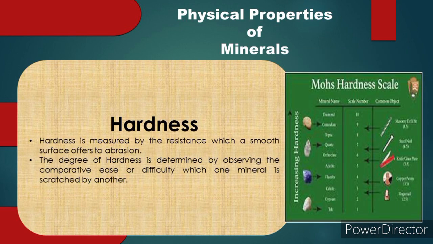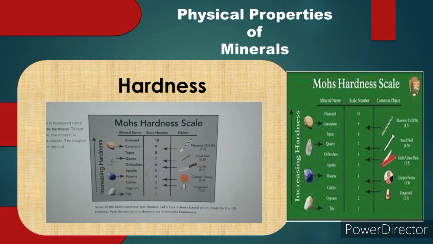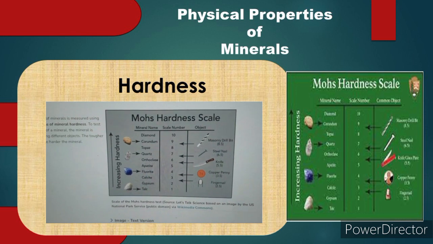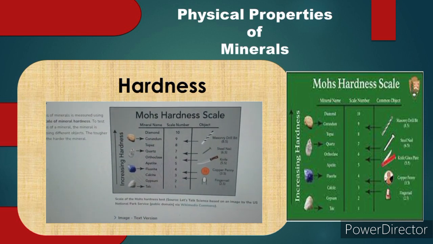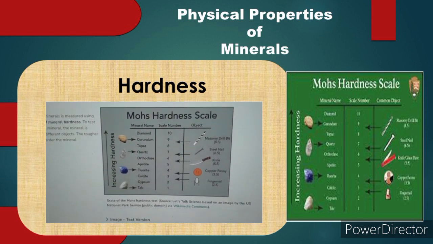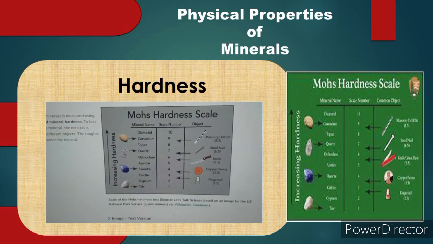Number 3 is hardness. Hardness is measured by the resistance which a smooth surface offers to abrasion. The degree of hardness is determined by observing the comparative ease or difficulty with which one mineral is scratched by another. And this is Mohs hardness scale, created in 1812 by German geologist and mineralogist Friedrich Mohs. So paano nga ba natin malalaman kung gaano katigas yung minerals? Sabi nga po dito kanina is one mineral is scratched by another.